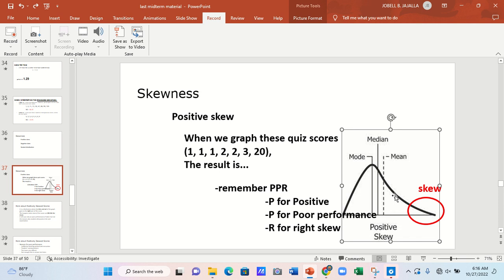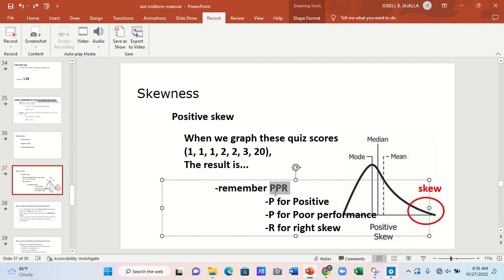Now, sa positive skew, naay ginagamit na mnemonic, to aid us in memorizing what is positive skew all about. So, ang mnemonic na dere is the letters PPR.